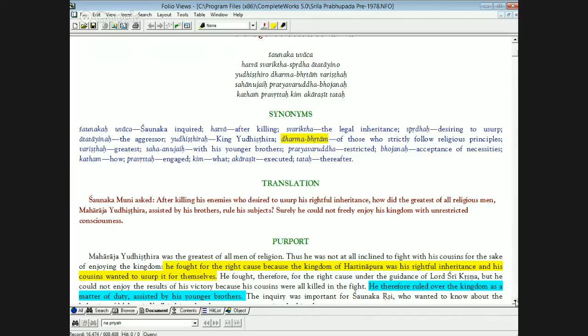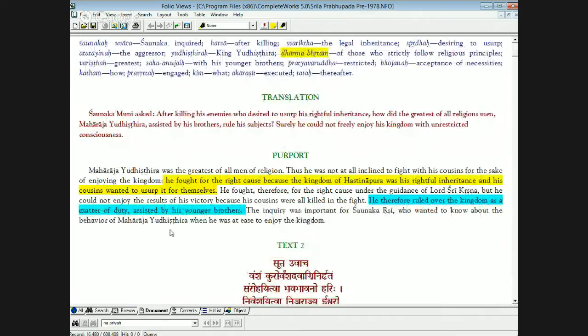Maharaj Yudhishthir was the greatest of all men of religion. Thus he was not at all inclined to fight with his cousin for the sake of enjoying the kingdom. He fought for the right cause because the kingdom of Hastinapur was his rightful inheritance, and his cousins wanted to usurp it for themselves. He fought therefore for the right cause under the guidance of Lord Shri Krishna, but he could not enjoy the results of his victory because his cousins were all killed in the fight. He therefore ruled over the kingdom as a matter of duty, assisted by his younger brothers. The inquiry was important for Shaunak Rishi, who wanted to know about the behavior of Maharaj Yudhishthir when he was at ease to enjoy the kingdom.